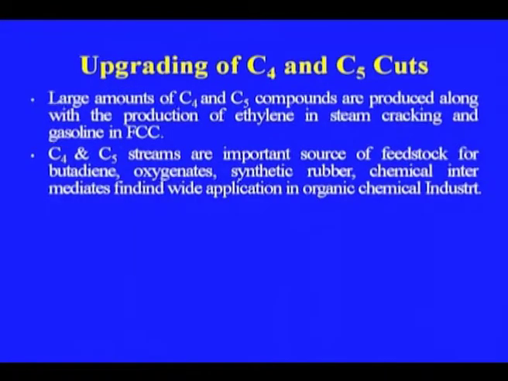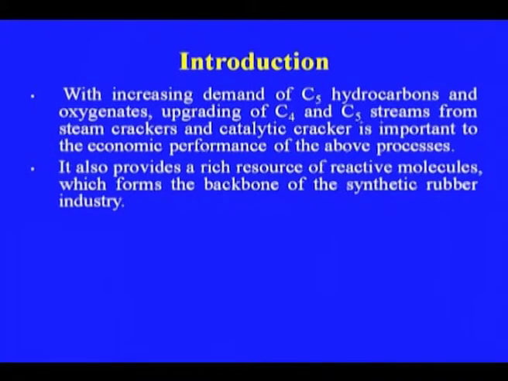C4 and C5 streams are an important source of feedstock for butadiene, oxygenates, synthetic rubber, and chemical intermediates, which are finding wide application in the organic chemical industry. With the increasing demand for C5 hydrocarbons and oxygenates, upgrading of C4 and C5 streams from steam crackers and the FCC, the catalytic crackers, is important to the economic performance of the above process.